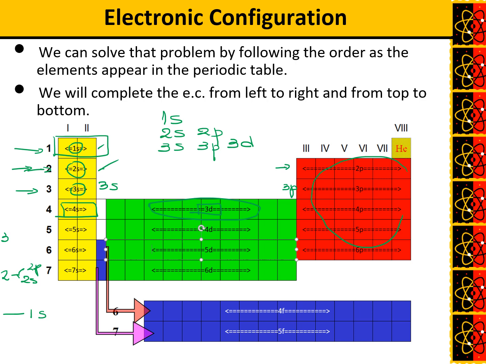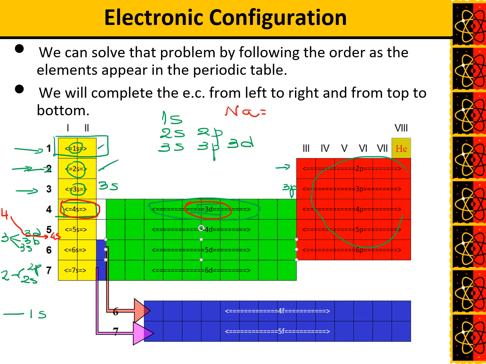Then the third layer has 3S, 3P, and 3D, but the 4S was here. And you can see that I'm going to fill out the 4S before filling the 3D. So what we are going to do is follow this periodic table in order to fill out the electronic configuration. So let's say that I have now the sodium to fill out.